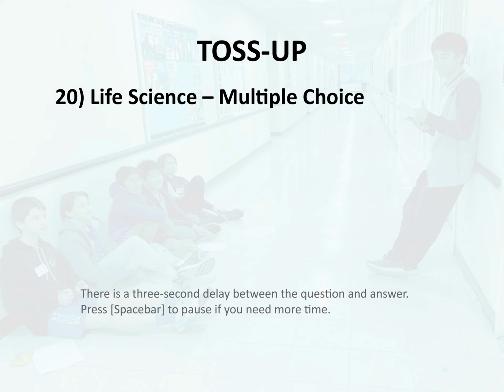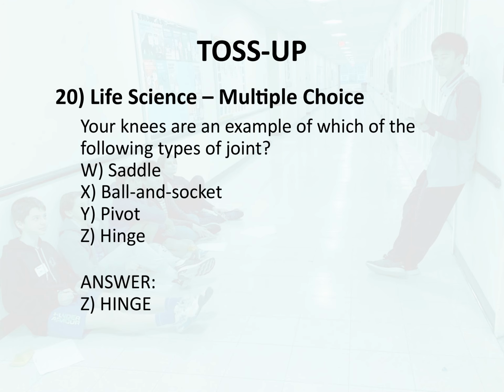Toss-up, 20. Life science, multiple choice. Your knees are an example of which of the following types of joint? W. Saddle. X. Ball and socket. Y. Pivot. Z. Hinge. Answer. Z. Hinge.